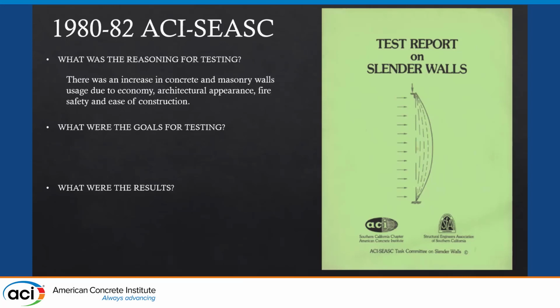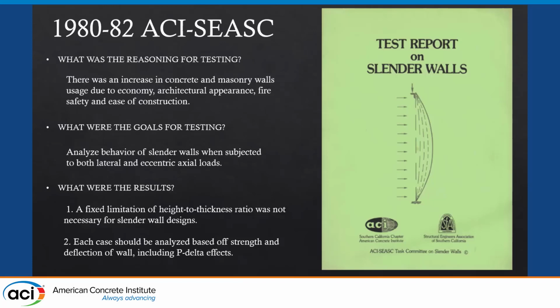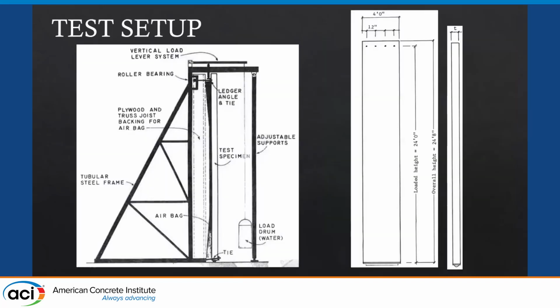So what were the goals for this testing? They wanted to try to analyze the behavior of these walls when subjected to both lateral and eccentric axial loading. And the results showed that the fixed limitation that once stood for the height to thickness ratio was not necessary for the design of these walls, and that each of them should be based off of strength and deflection, including P-delta effects. So here's the setup from the testing.